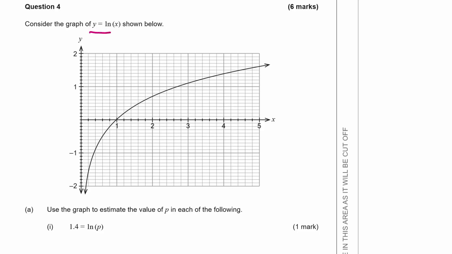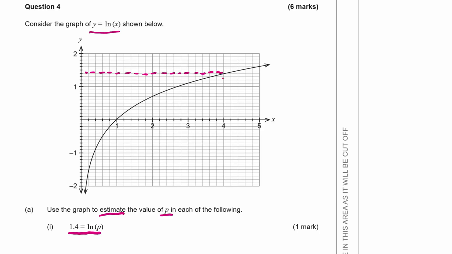Consider the graph of y equals ln x shown below. Use the graph to estimate the value of p in each of the following. And we have 1.4 equals ln p. So what we need to do is go to 1.4 and measure across to the graph.